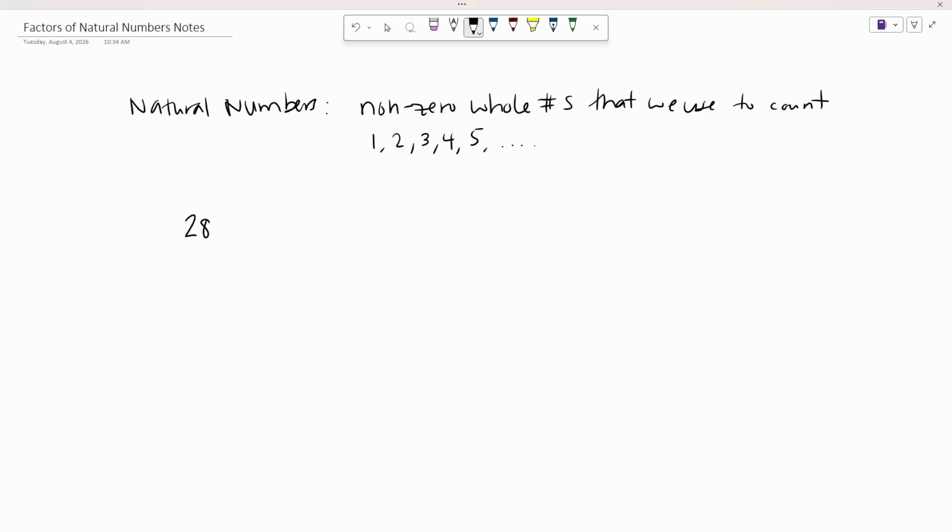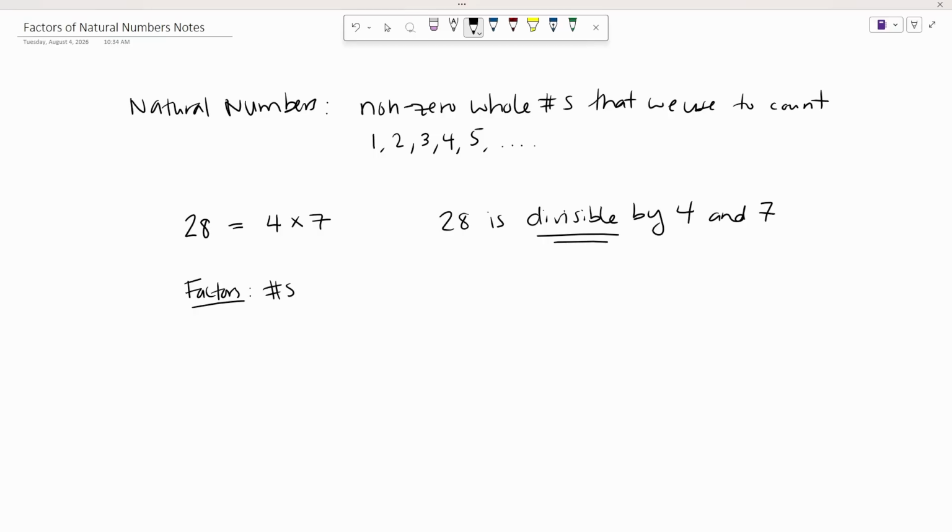Let's look at an example of a larger natural number. So looking at the number 28, we know that 28 is the result when we multiply 4 times 7. In other words, 4 and 7 divide 28. Or we can say that 28 is divisible by 4 and 7. Okay, 4 and 7 are actually called factors of 28.